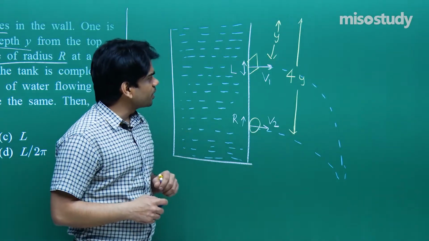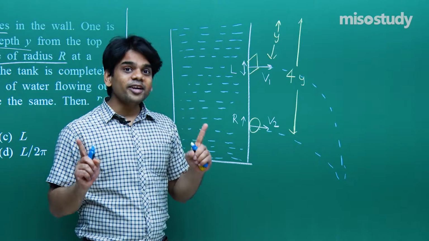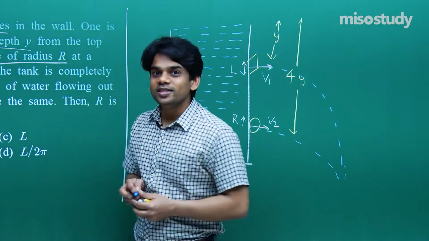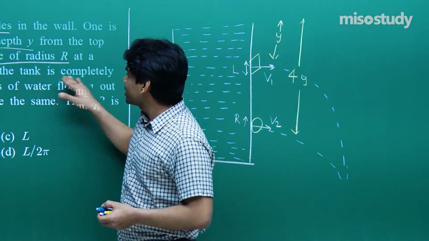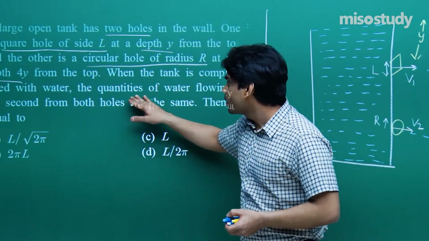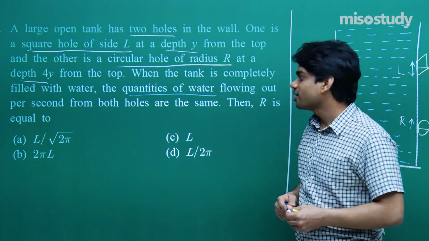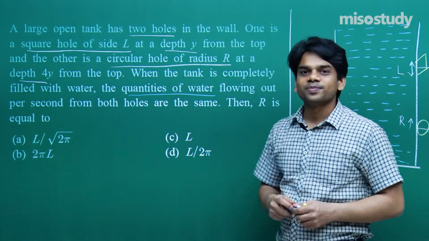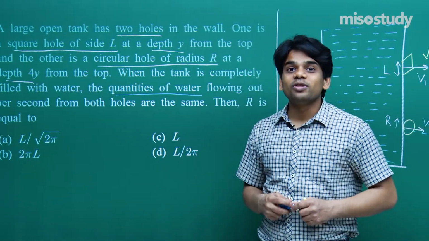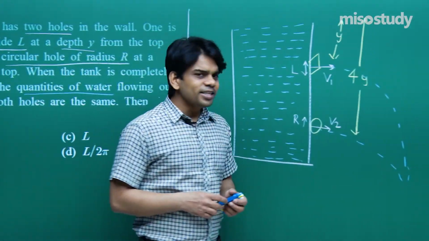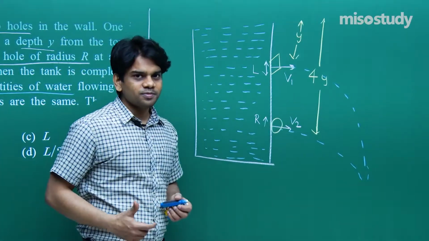Now next thing you see here, it says that the rate of flow is the same from both the holes. When the tank is completely filled with water, the quantities of water flowing out per second from both holes are the same. That is, volume rate of flow will be the same. Now it's very easy for us to proceed from here on.